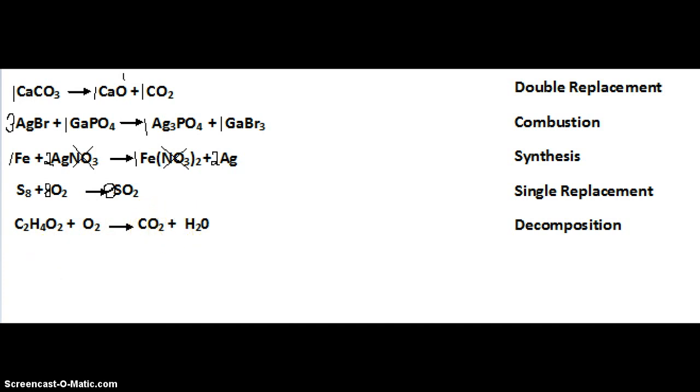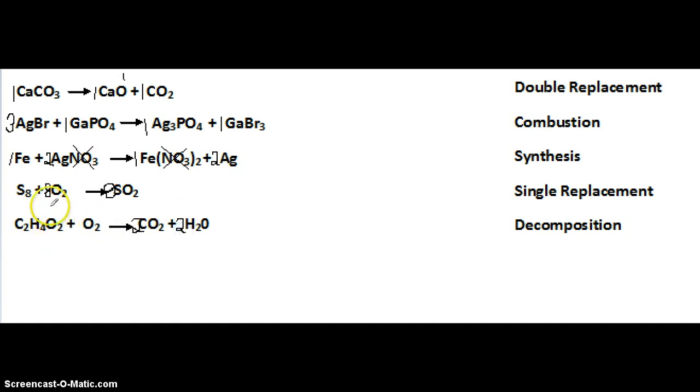So again, let's just do the step by step, left to right. We've got 2 carbons on this side and only 1 on this side, so we're going to add a 2 here. We've got 4 hydrogens on this side and only 2 on this side, so let's just add a 2 there.